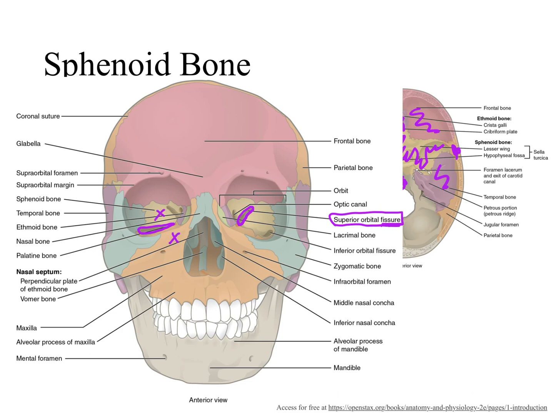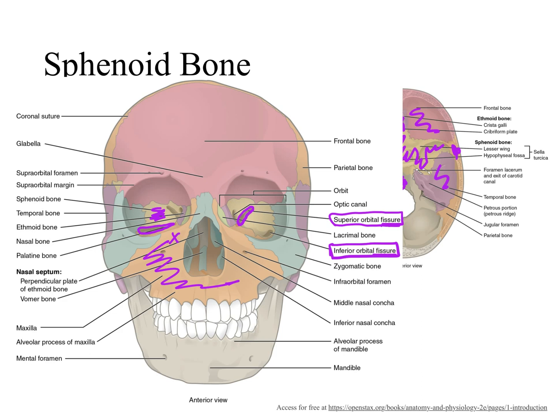Since this is an elongated hole, it is a fissure. It is a fissure in the inferior aspect of the bony orbit. Consequently, this was named inferior orbital fissure, and the inferior orbital fissure is a shared feature between the sphenoid bone and the maxilla bone.